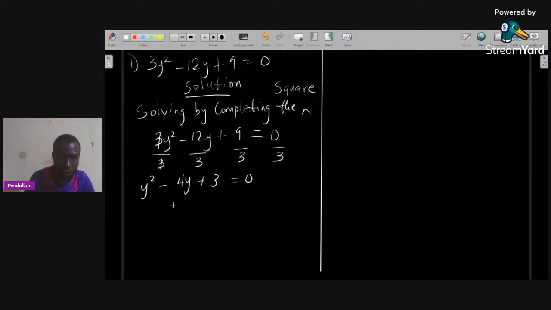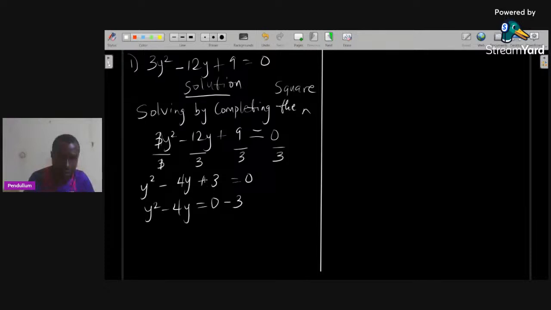All right. So now we've reduced it and made the coefficient of y squared to be unity, which means 1. Now the next thing we do, we take this plus 3 to the other side. So we have y squared minus 4y is equal to 0 minus 3, because plus 3 moves and becomes minus 3.